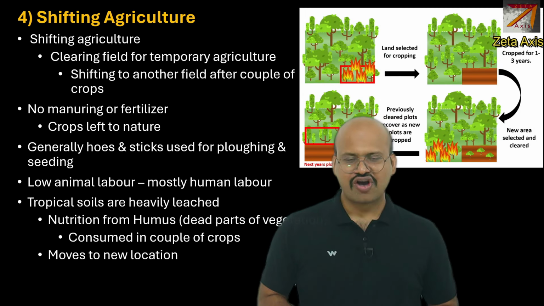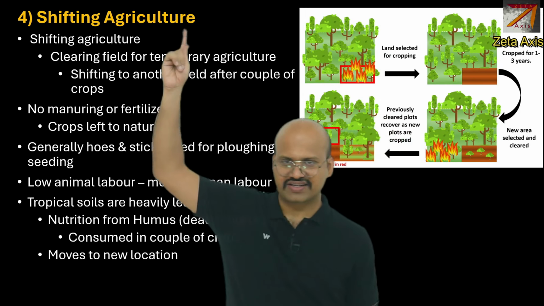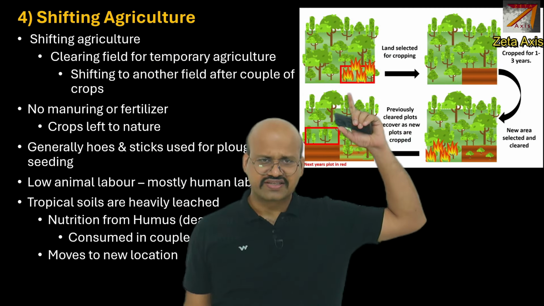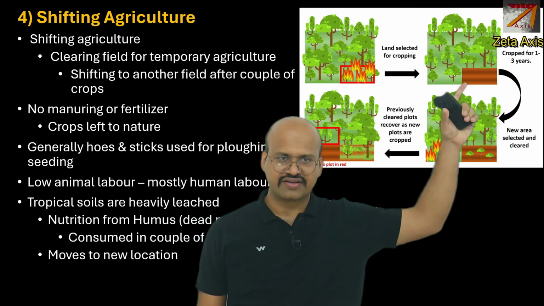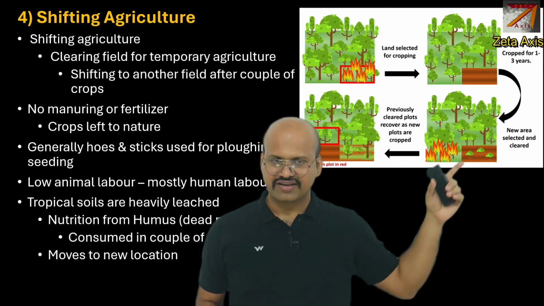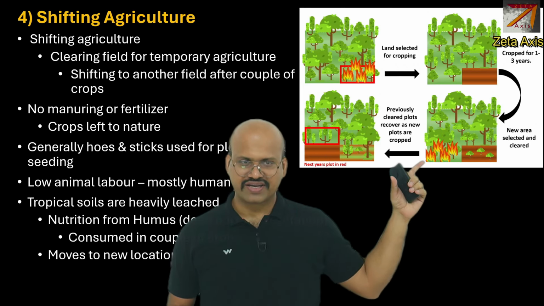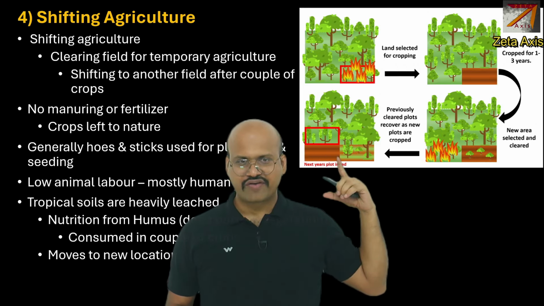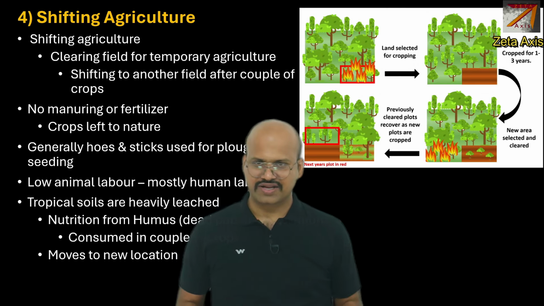Another feature of the agriculture in this region is shifting agriculture. Here, the fields are burned. It is cleared. Then farming is done here for 1 or 2 years. Then they move on to another region by burning it, clearing it. Again, after 2 years, they will move to another place.